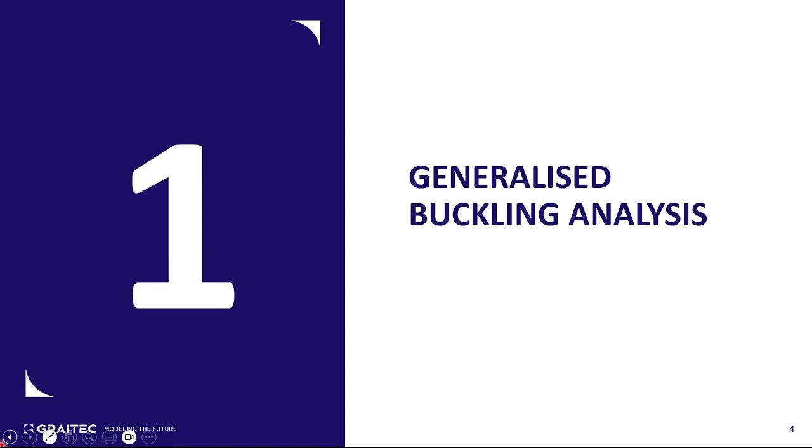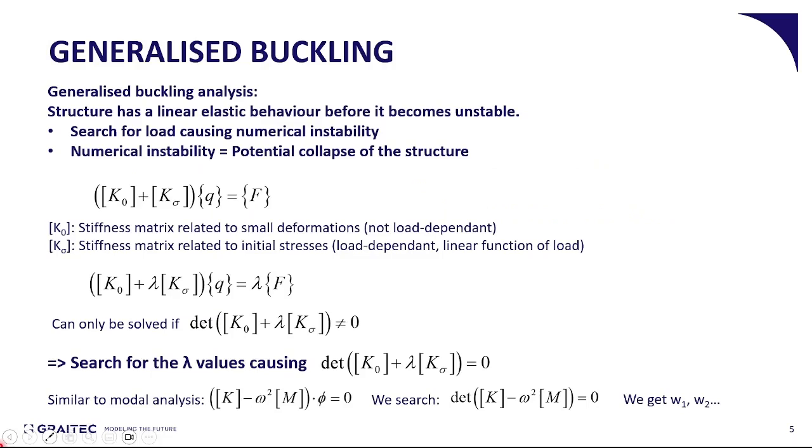Starting with the generalized buckling analysis. The generalized buckling analysis can give the solution to the following problem: the search of the load that causes the numerical instability. With the term numerical instability, we mean the potential collapse of the structure. The structure has a linear elastic behavior before it becomes unstable, before the buckling occurs.